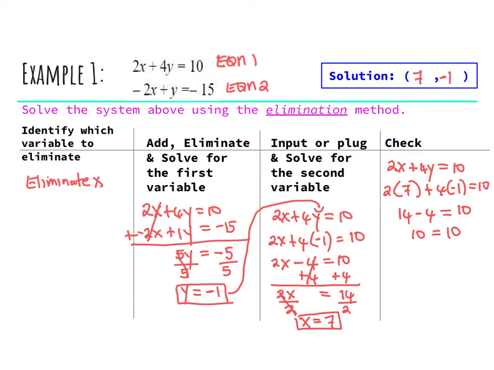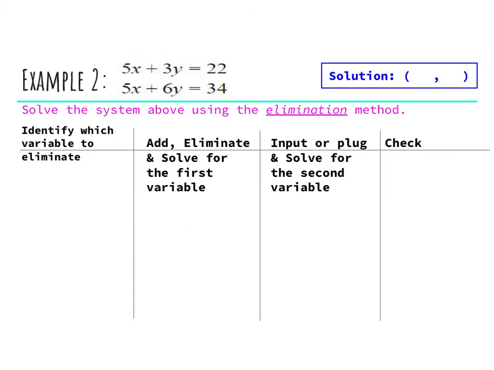Because the value on the left, 10, is equal to 10, and that's a true statement, this is telling us that the value of x and y that we found are correct. So let's look at example 2.